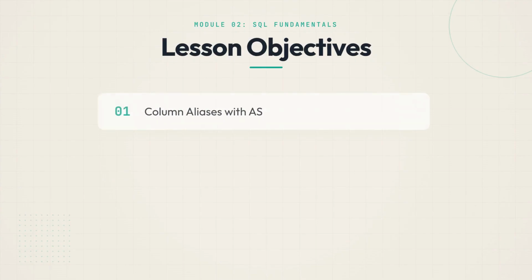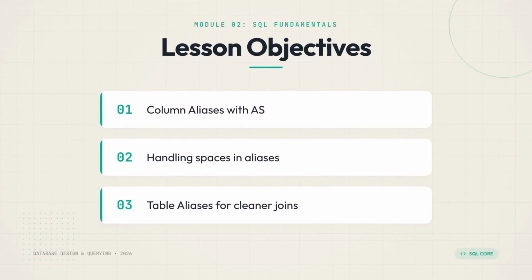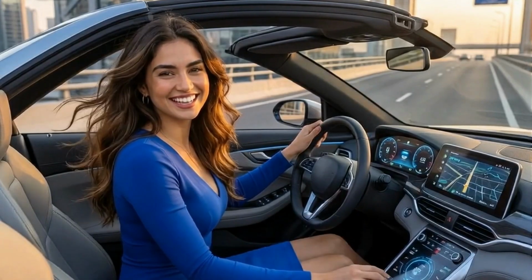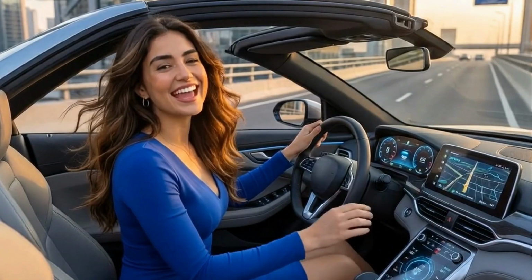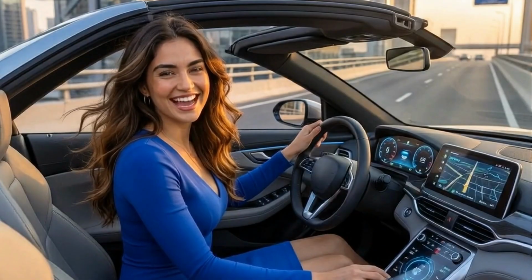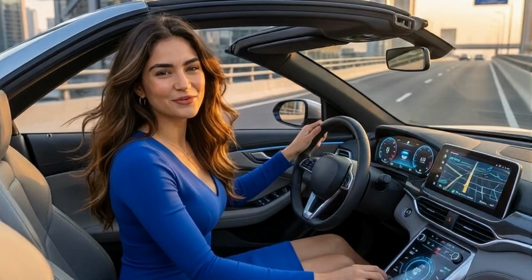In this lesson, we'll learn how to use the AS keyword to rename columns and tables, making our queries much easier to read and maintain. An alias is essentially a nickname you give a column or table using the AS keyword. It only exists for the duration of that specific query, and it's perfect for making those long, cryptic column names actually readable for your reports.